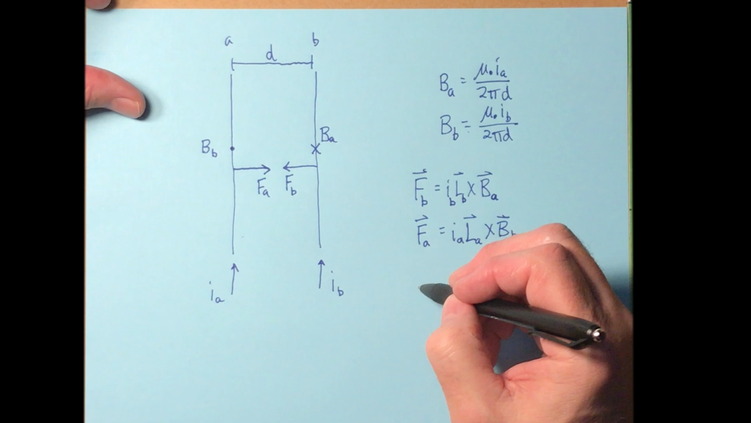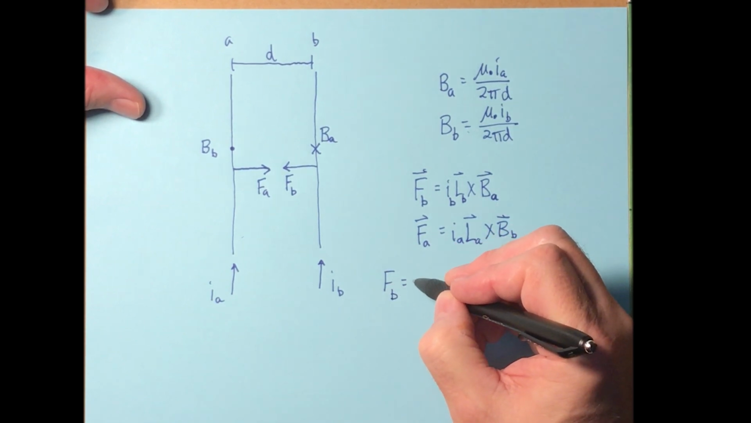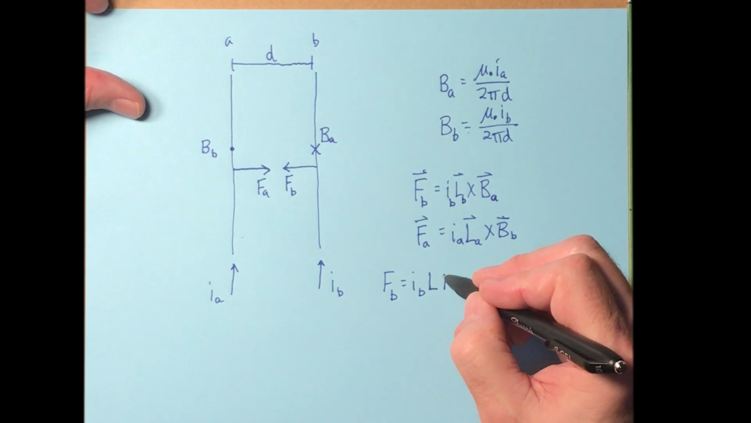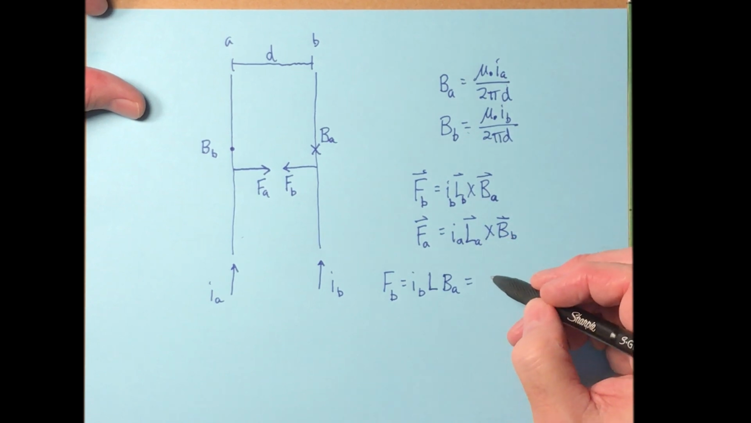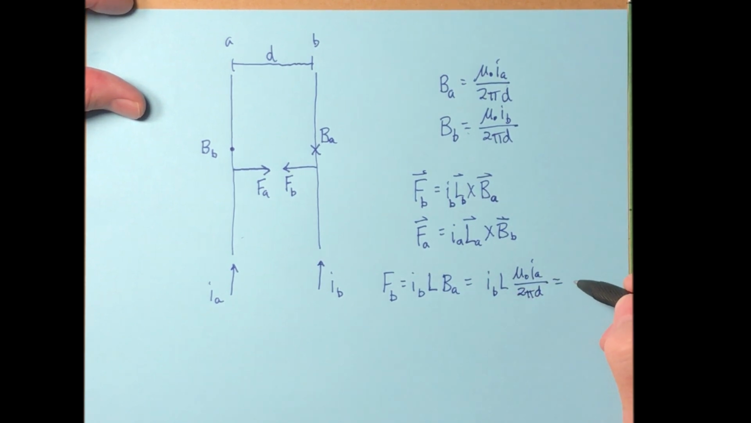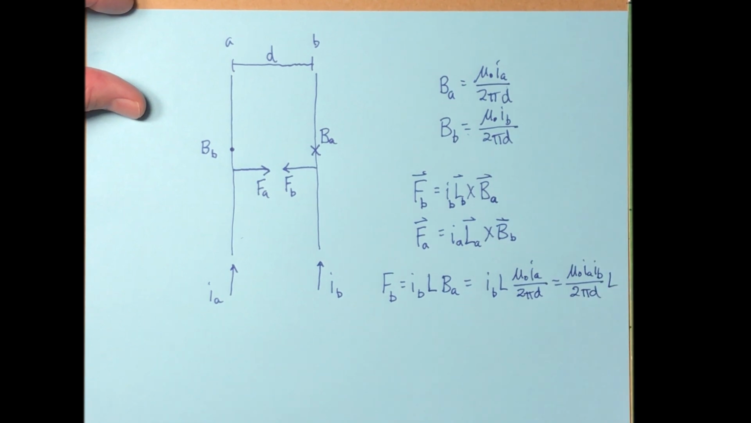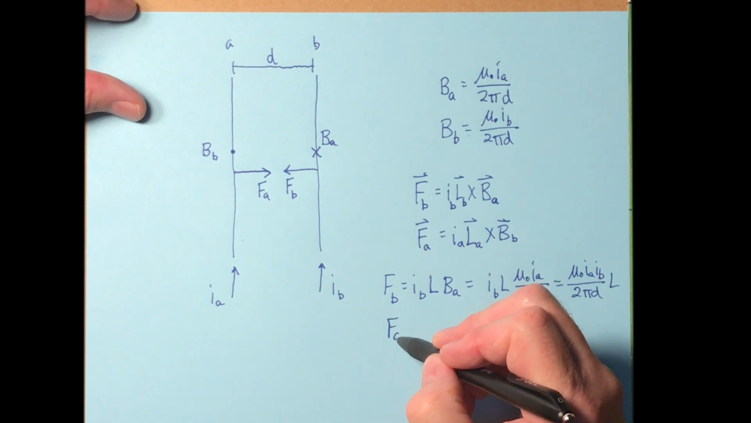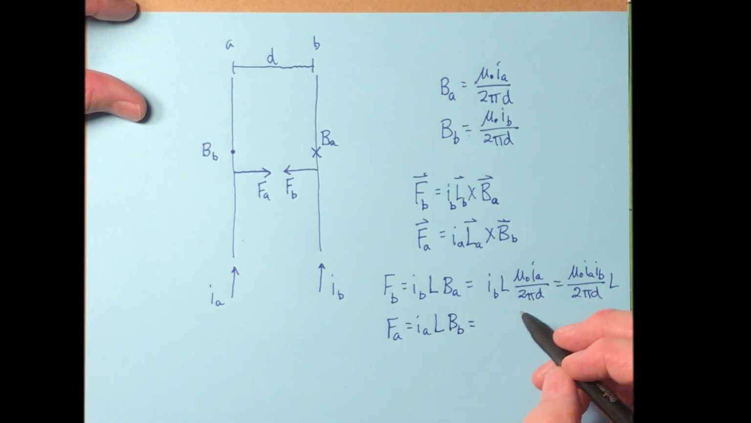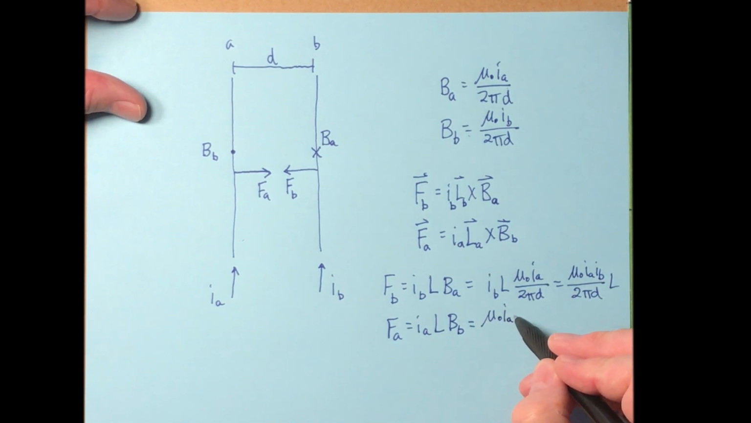Now if I take this and say the magnitude of F sub B is I sub B times L. We're assuming L is the same for both wires, so I'm going to drop the subscript from L, times B sub A. But I know what B sub A is, that's this up here. So let's plug in I sub B L, and that's mu naught I sub A over 2 pi d. Simplifying that, that's mu naught I sub A, I sub B over 2 pi d, and let's stick L out here. If I do the same thing for F sub A, that's going to be I sub A, L, B sub B. And when I reduce it down, guess what? It looks exactly the same. Mu naught I sub A, I sub B over 2 pi d times L.